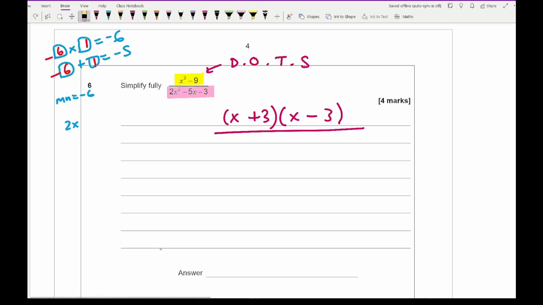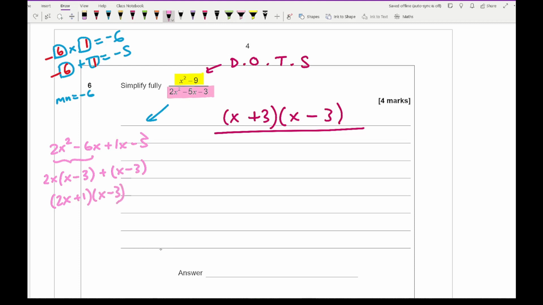So looking at my expression then for this, let's use pink. So we've got 2x squared minus 6x plus 1x minus 3. Then factorising the pairs, oh, it should be a 3 there, sorry. So then from this, what we've got is taking 2x out, so that becomes x minus 3 plus x minus 3. So then my two brackets are 2x plus 1 and x minus 3. So going back to the original fraction, I've got 2x plus 1 and x minus 3. Then from this, I notice that the x minus 3's cancel. So my final answer is x plus 3 as the numerator and 2x plus 1 as the denominator.